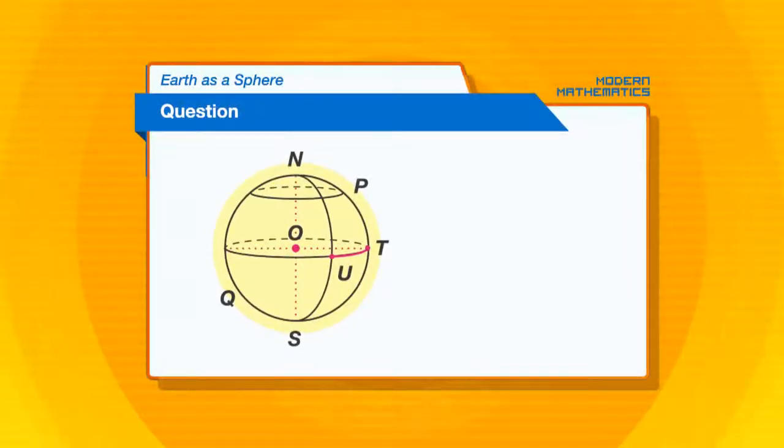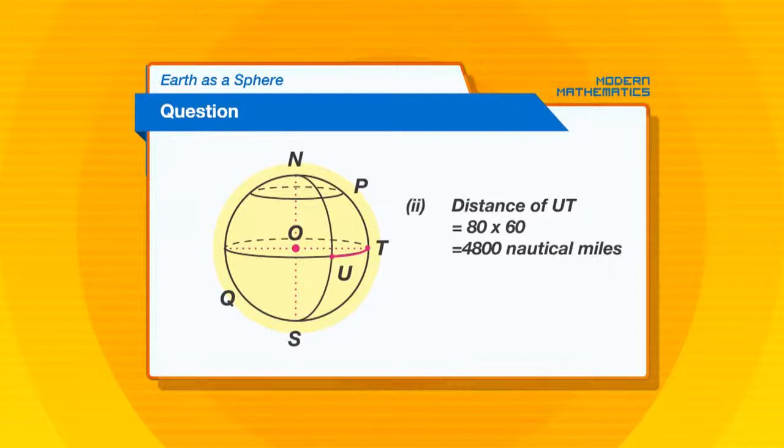Now, in this part, we have to find the shortest distance of UT in nautical miles measured along the equator. Now don't forget, the equator is a great circle. Therefore, to calculate the distance of UT, all we have to do is find the angle subtended at the center of the earth by these 2 points and convert them to minutes. Now that will be equivalent to the distance.